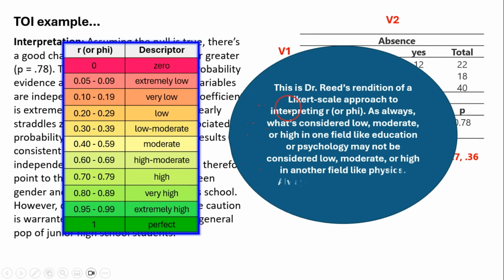So this is my rendition of a Likert scale approach to interpreting the Pearson r or phi coefficient, giving these verbal descriptors for the different levels. As always, though, what's considered low, moderate, or high in one field, like education or psychology, might not be considered low, moderate, or high in another field, like physics. So always consider the context. Although in this case, because we're down there pretty low, we can be pretty confident there's not a lot of a relationship between these two categorical variables.